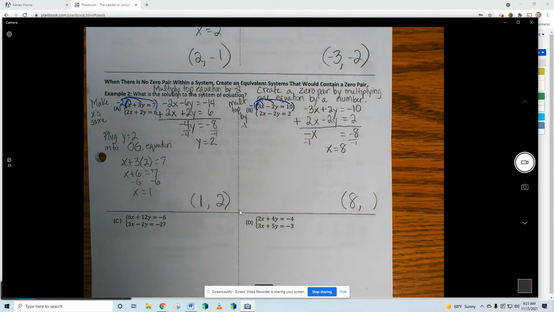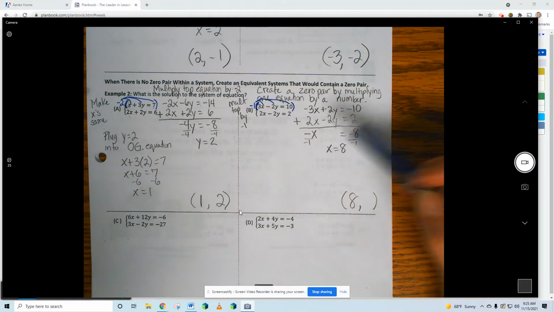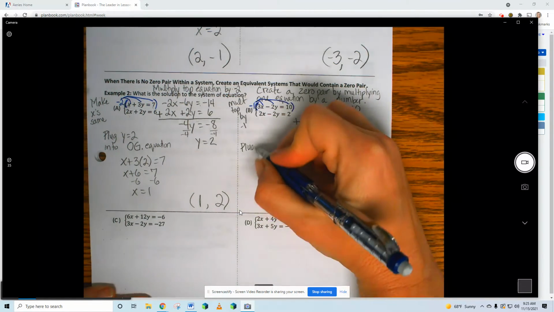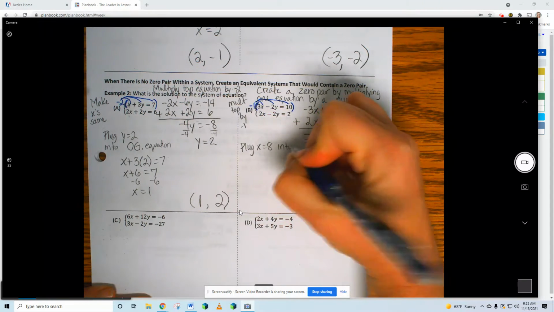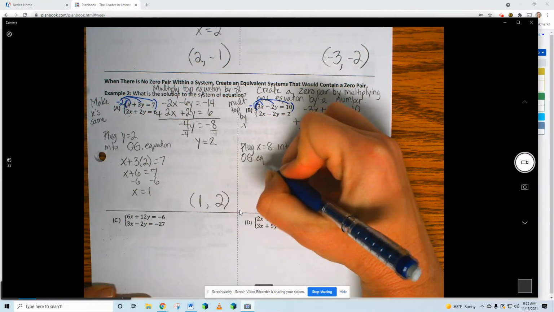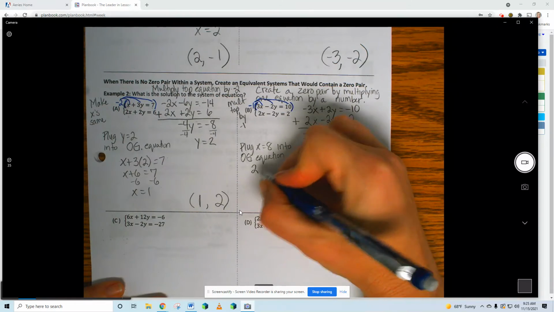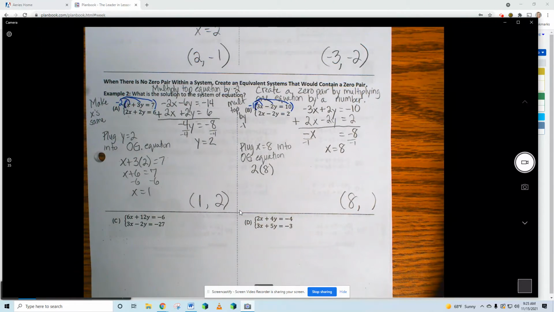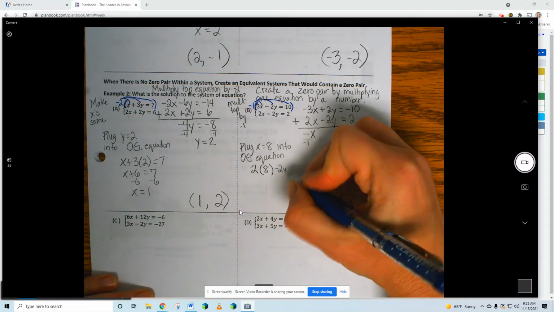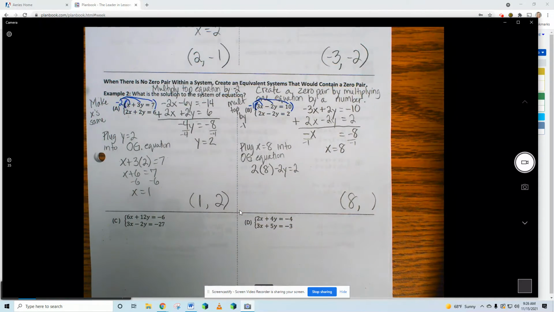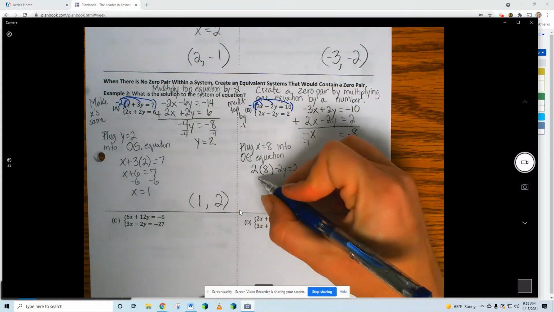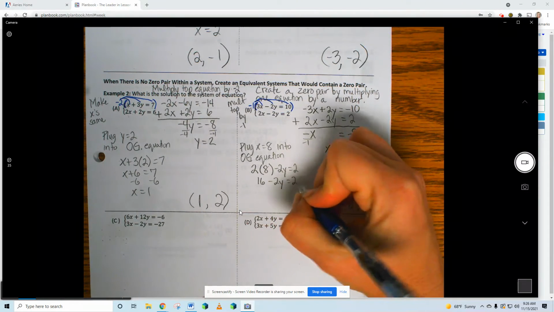All right. Go back to your original equation. Plug x equals 8 into one of your original equations. Which one do you guys want to pick? Top or bottom? What looks easier? Bottom? Okay. 2 times 8 minus 2y equals 2. 16 minus 2y equals 2.